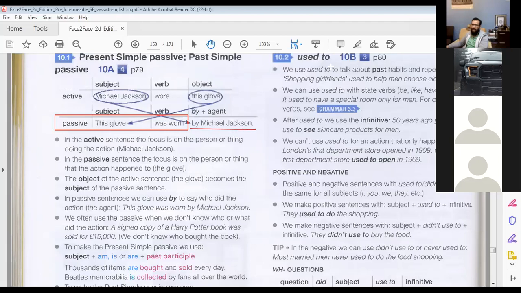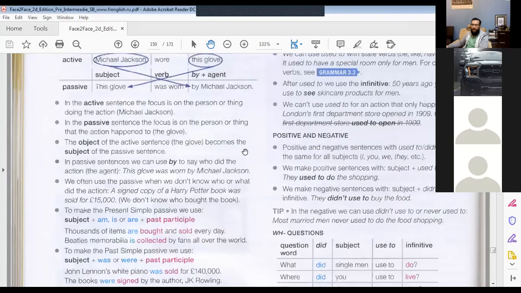This is the idea. All right, so this means in the active sentence, the focus is on the person or the thing doing the action. In the passive, the focus is on the person or the thing that the action happened to. Then we have the object of the sentence. The glove becomes the subject of the passive sentence.